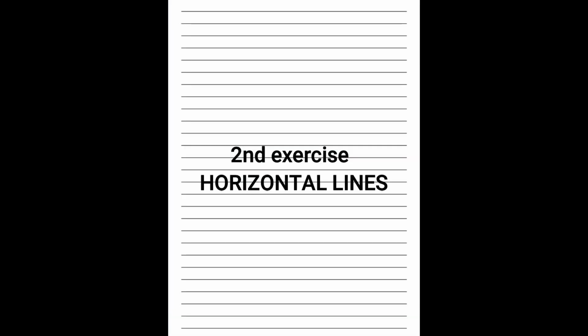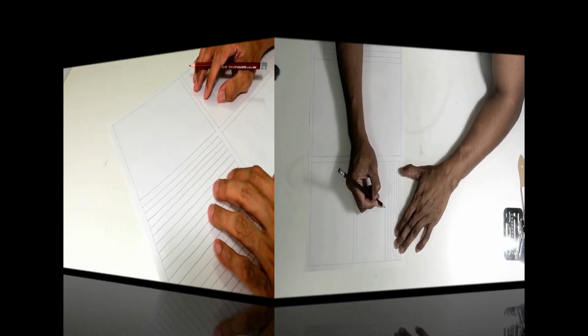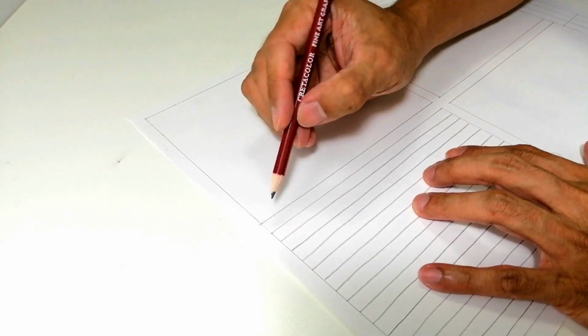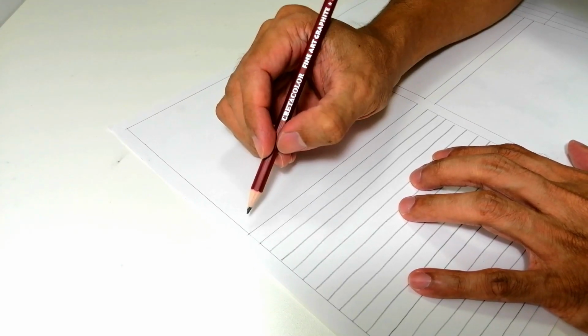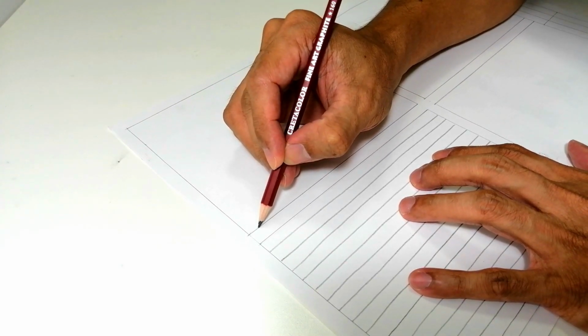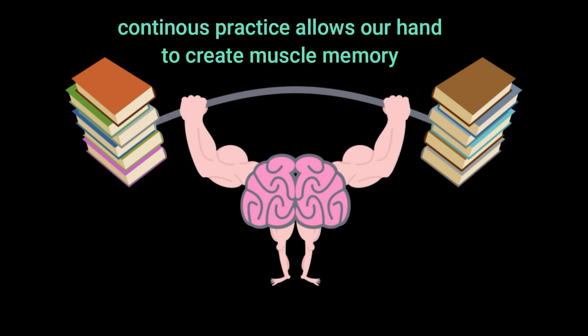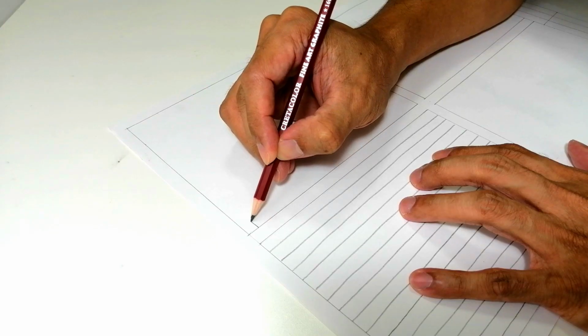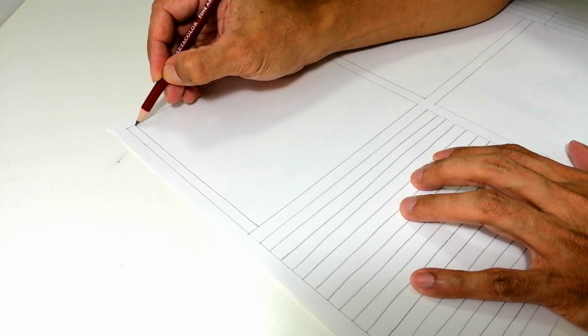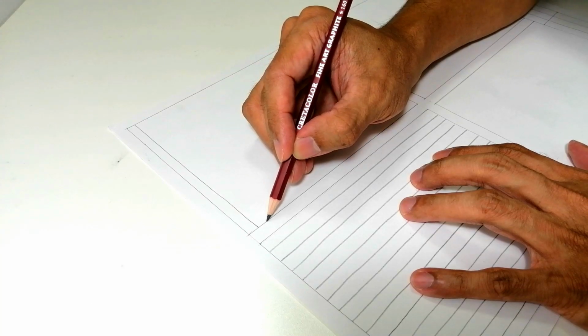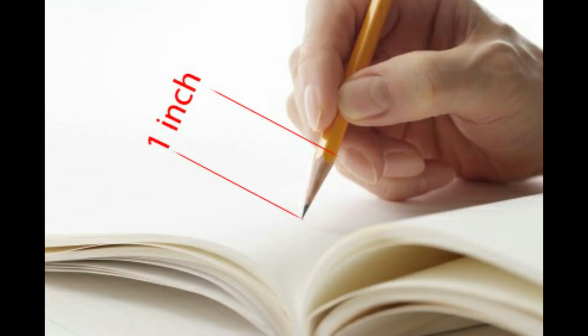So, next exercise, horizontal lines. Sa pagdraw naman ng horizontal lines, guys, in freehand, again, i-maintain natin yung consistency ng grip natin. Then, by that, makapag-create tayo ng muscle memory. And I do advise that by using graphite pencil, mas applicable na yung fingers natin in writing grip position at least 1 inch away dun sa dulo ng pencil or sa tip ng pencil, okay?